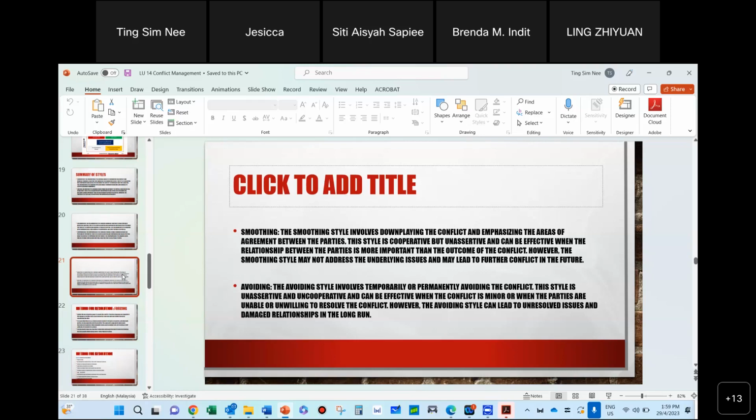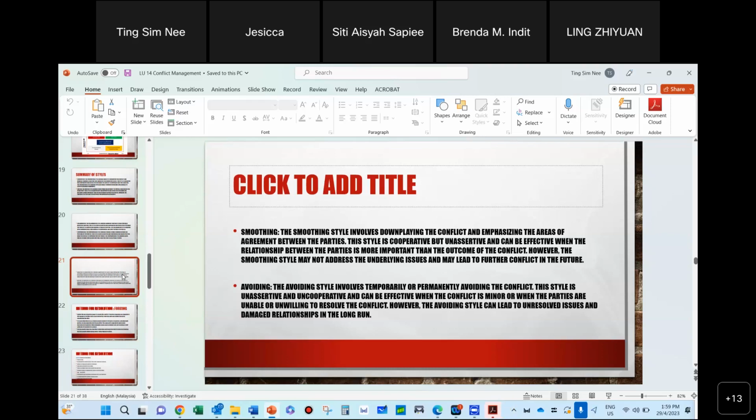Smoothing is like you will go, ayo, jangan lah, don't do that. You will try to make everybody feel better first, before you go into talking about the underlying issues. It will downplay the conflict, and emphasize the good things. Oh, come on, you guys have been working together for so long already. I'm pretty sure you'll be fine, no big issue. Come on, like that, you see, that's smoothing.